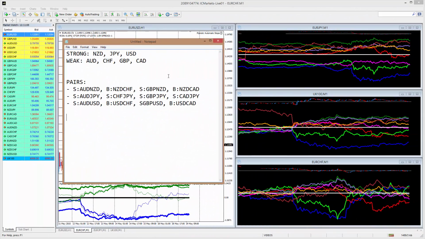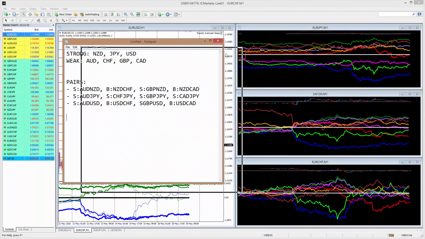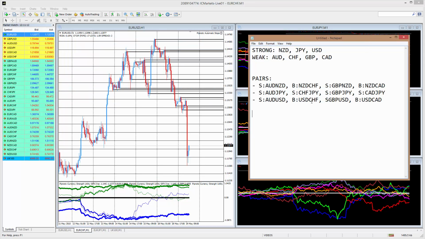Okay, and so now we have created our pairs, and you can see that we have lots and lots of pairs to trade. Here we have 3, 6, 9, 12 pairs we can trade. Do we want to trade them all? Absolutely not. We want to look at all of them, find the ones that look the best, and then trade maybe 1 or 2 of the pairs.